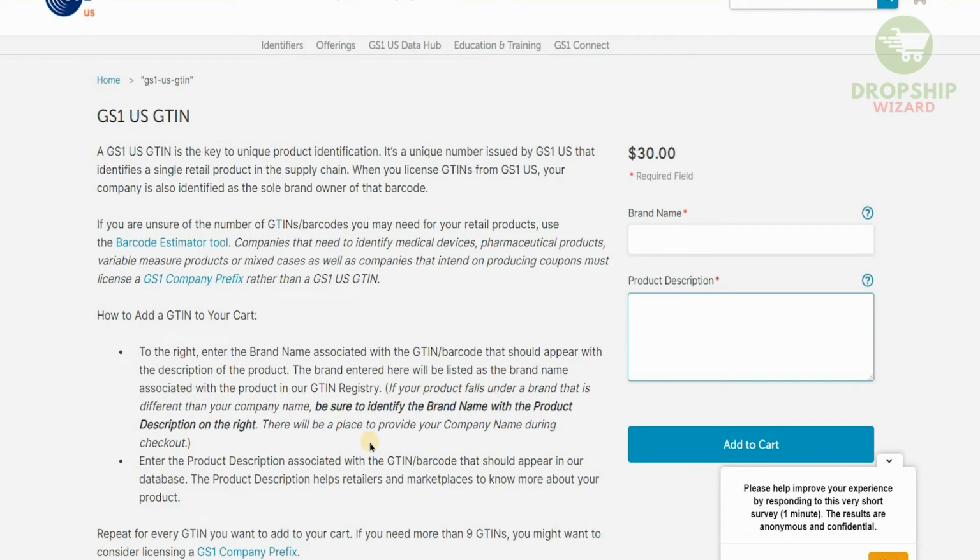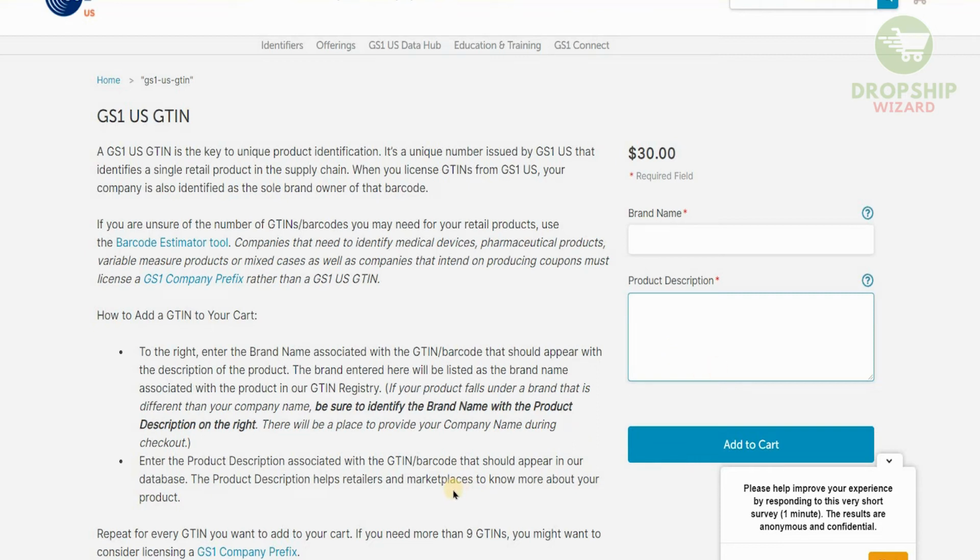The brand name associated with the GTIN barcode would appear with the description in the product, and the brand entered here will be listed as the brand name that is associated with the product in their GTIN registry. Meaning if your product falls under a brand that is different from your company name, make sure to identify the brand name with the product descriptions on the right over here. And there will be a place to provide your company name during the checkout as well.